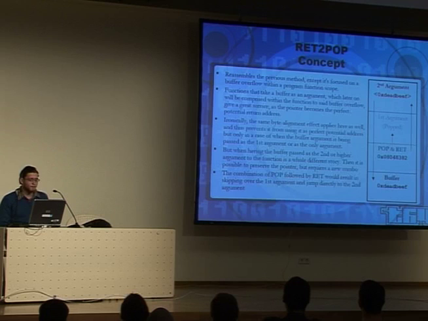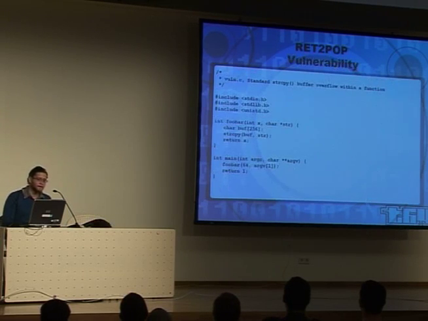So what is the new combo? It's pop followed by ret. What happens is the pop will swallow the first argument, and the ret will jump directly to the second one. Let's look about on our vulnerability program. As you can see, we have the buffer passed as the second parameter to the function, and we got the init passed as the first one.